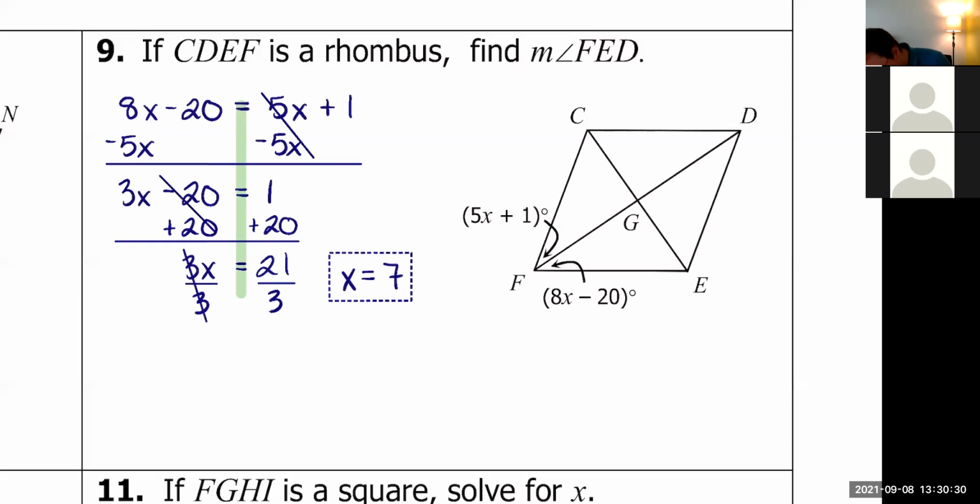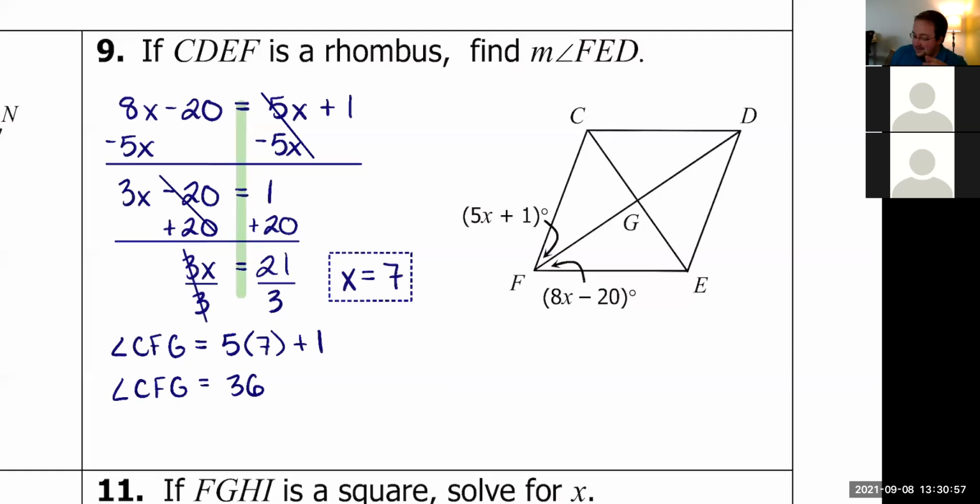I'm going to use angle CFG, which equals 5x plus 1. I'm going to pull out the x and put in the 7. And that tells me that angle CFG, 5 times 7 is 35, plus 1 is 36. That's half of that corner. If I double it, I believe I get 72.